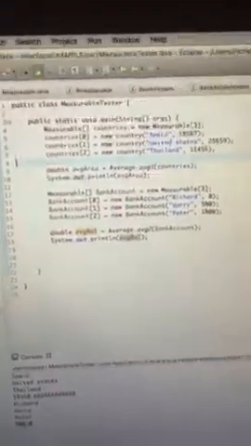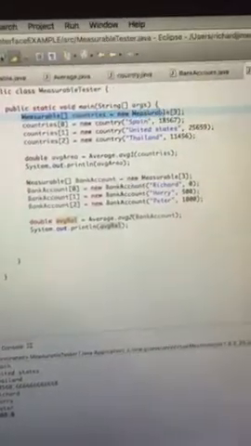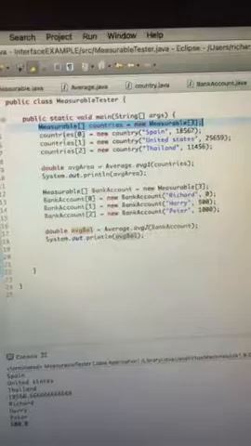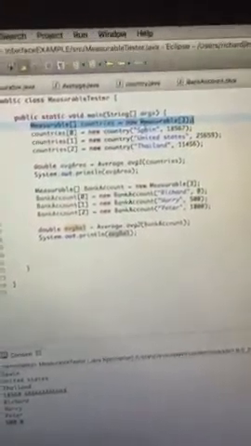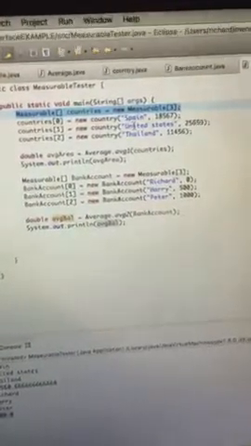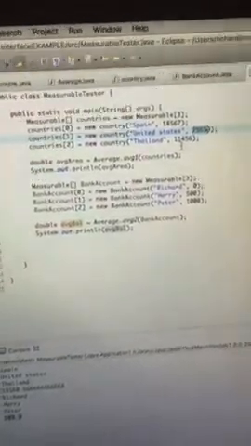In tester, we define an array, which is a group of objects. Let's say, for example, we're talking about country. So in country 0, that means the first space, the first country is Spain, and it has this amount of things. The second country is United States. It has this amount of population. Let's say we're talking about population.